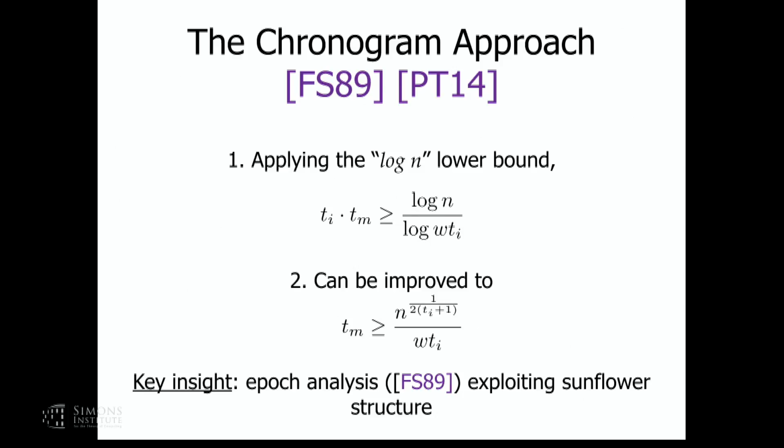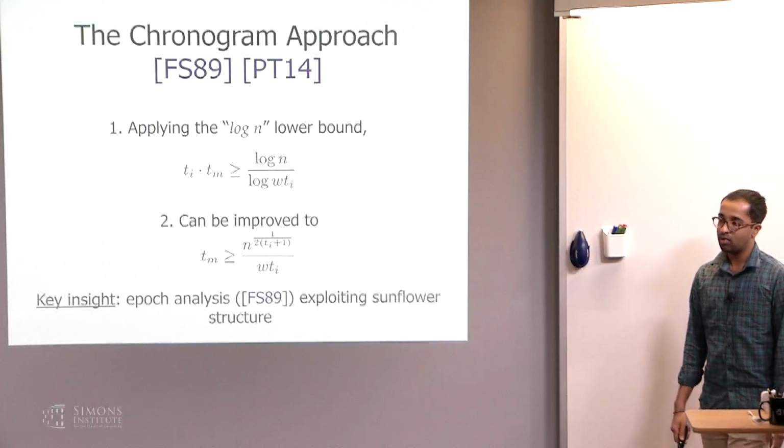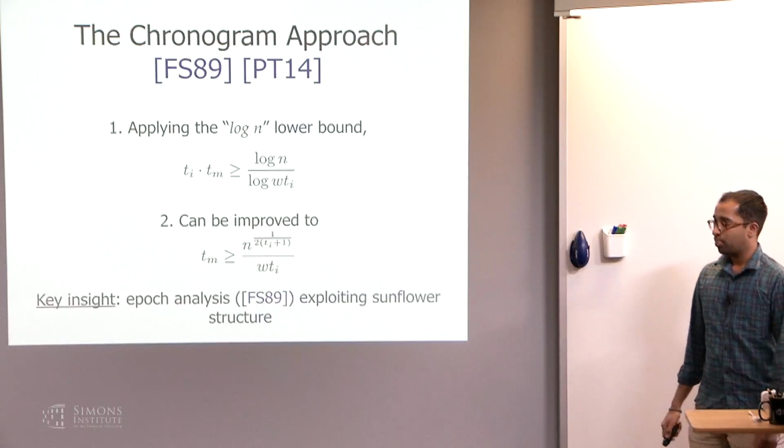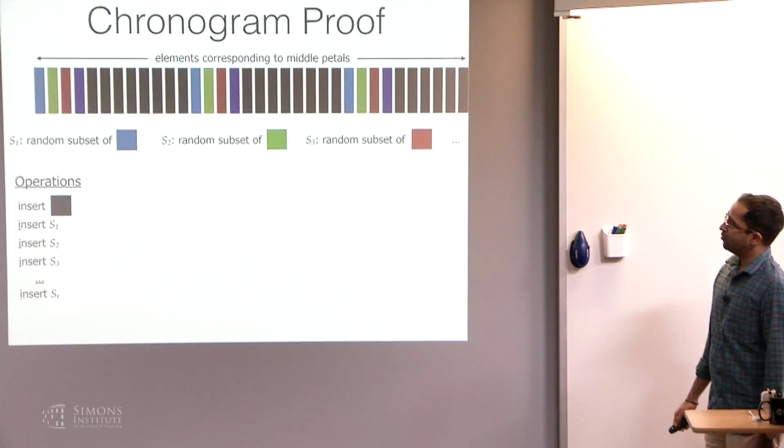But then we actually claim something stronger. This is because you can open up the proof of the chronogram approach and use the sunflower structure to improve it, and you get something stronger. So instead of just the product being at least log n, you get a polynomial trade-off here. The key idea is in reducing it to kth smallest, or using the median to compute the kth smallest. Okay. And some pretty pictures.